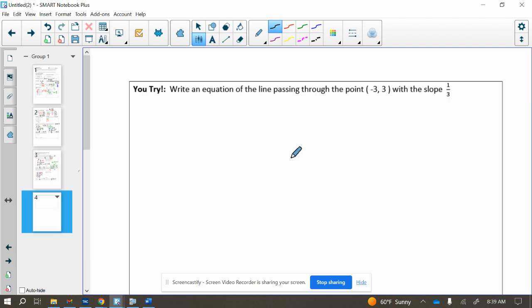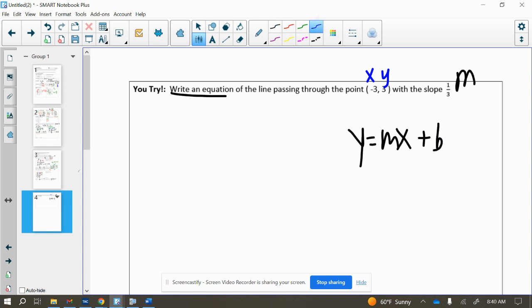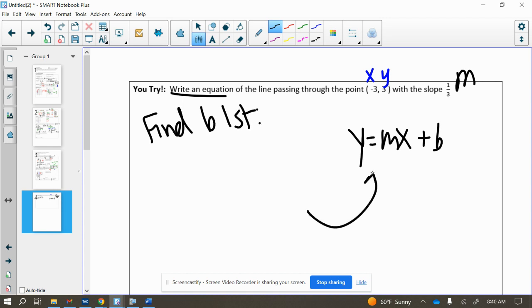Okay. Last page has an example for you to try. Again, they're giving you a slope, they're giving you an x and a y. Plug in, and ultimately you want to write the equation. So you want your final answer to look like this, right? Again, y equals mx plus b, but you want to solve and actually plug in for that. Okay, so find b first, and then once you get that, plug in to get your final equation.